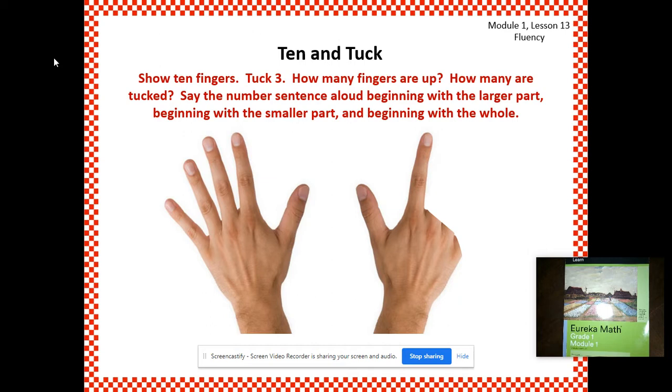Now say the number sentence out loud, beginning with the smaller part. Get ready. 3 plus 7 equals 10. And now say the number sentence aloud, beginning with the whole number, which is our total. Get ready. 10 equals 7 plus 3. Awesome job, boys and girls.